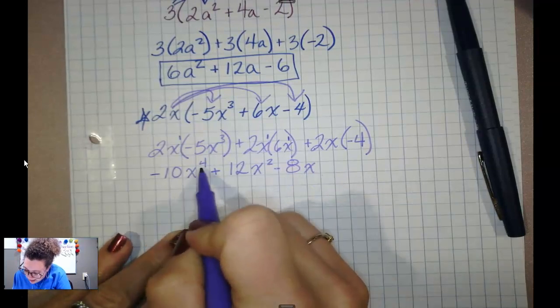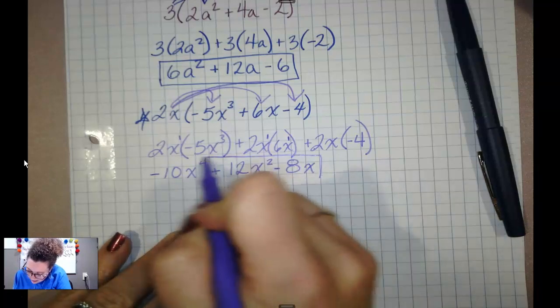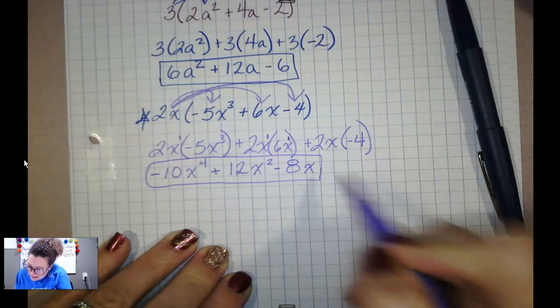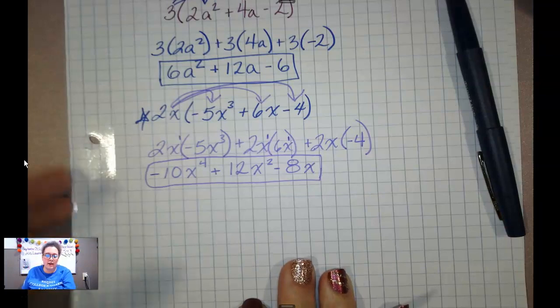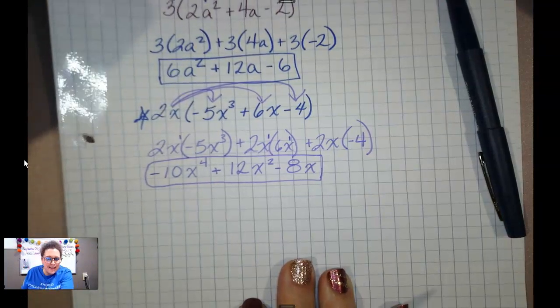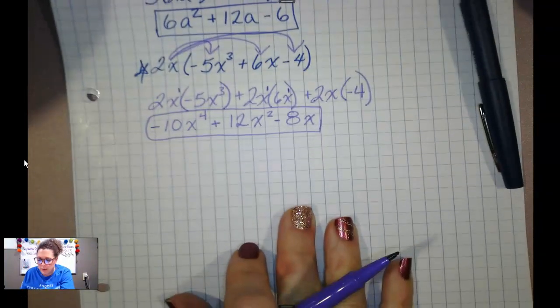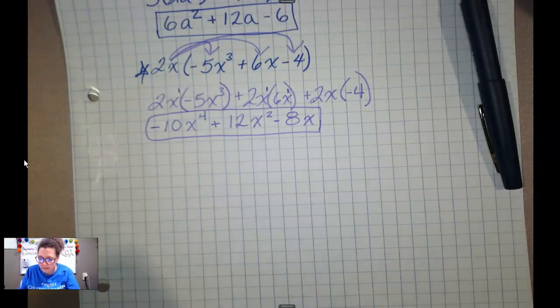I'm going to see, can I combine any like terms? X to the fourth, x to the second, just x. No, I cannot. Therefore, this is as small as it can go. Now, I'm going to do one more example with y'all to make sure we solidify this.